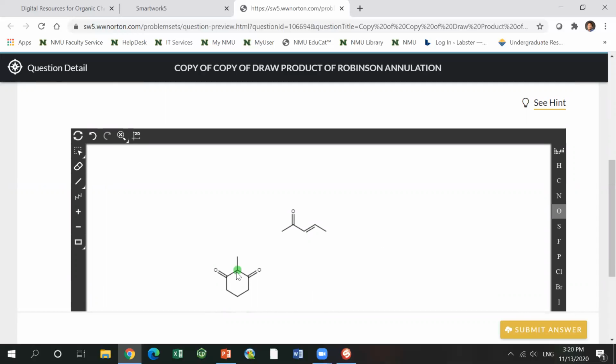So that's the alpha carbon. We'll do a Michael addition to this carbon. That's the first step. So we can try to draw the ugly one. Now this bond becomes a single bond. All right, that's the first step.